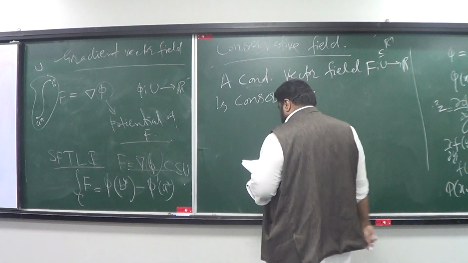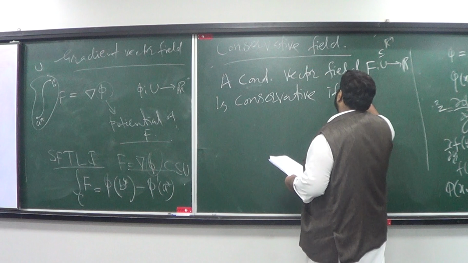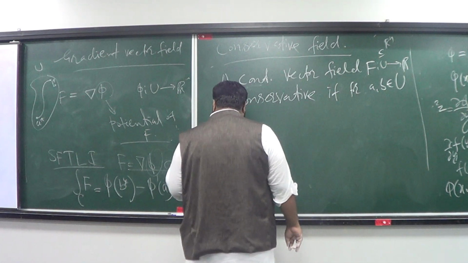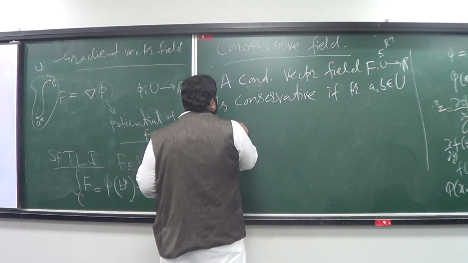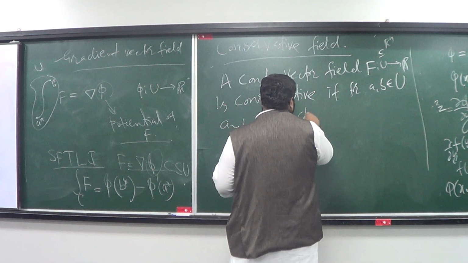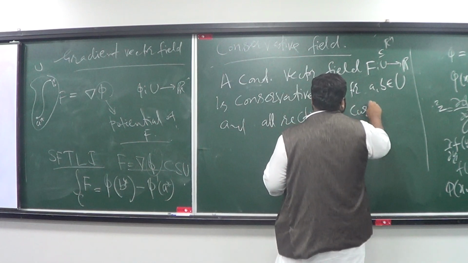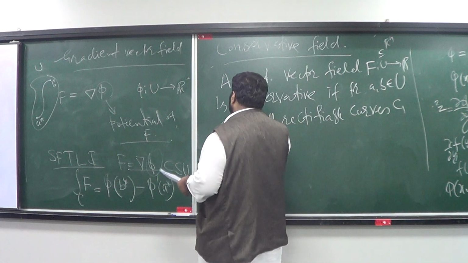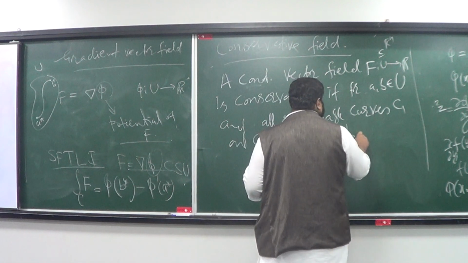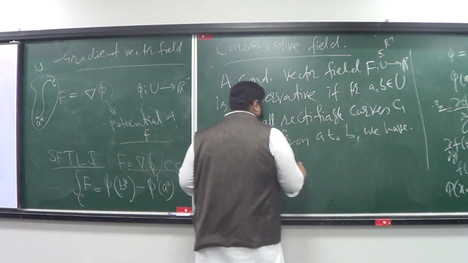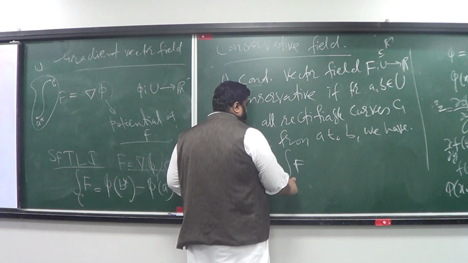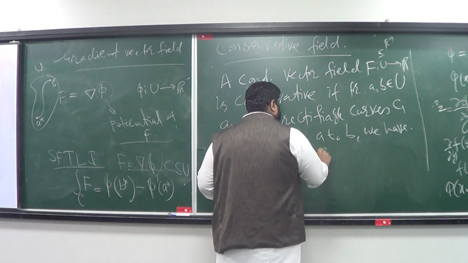if no matter what points you take from the domain of F, and no matter what rectifiable curves C1 and C2 you take from A to B, we have this: if you compute the integral of F around C1, this is the same as the integral of F around C2.